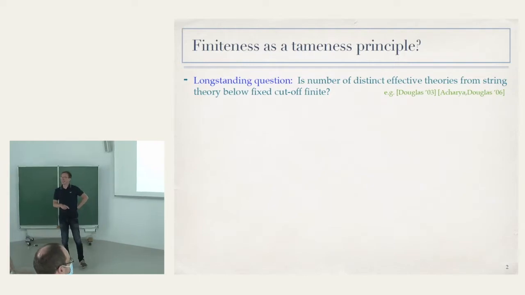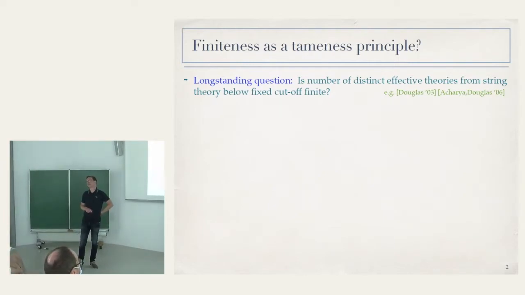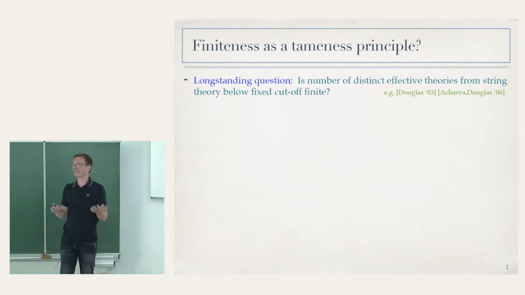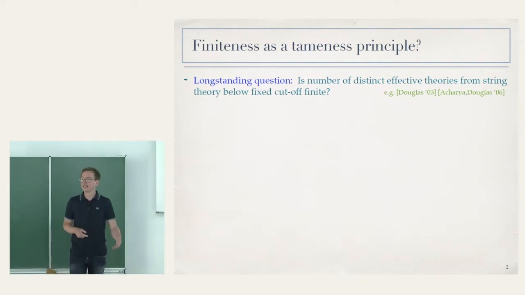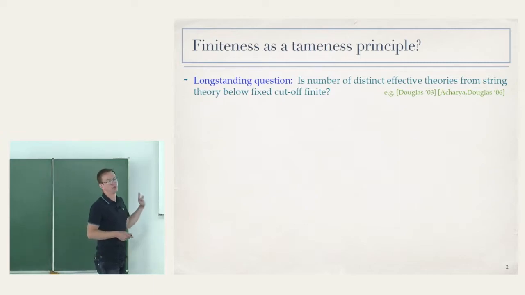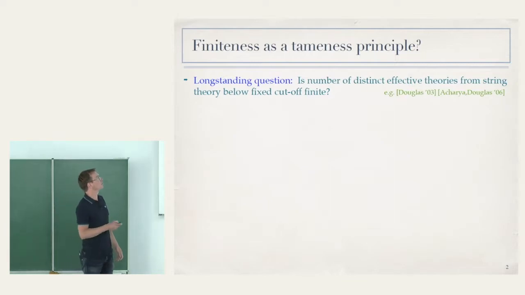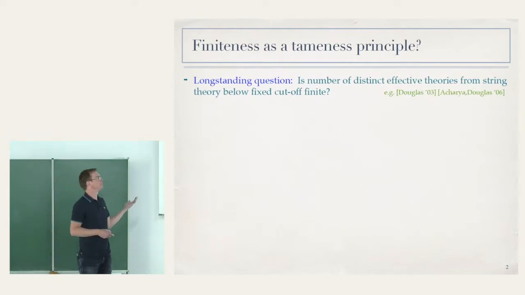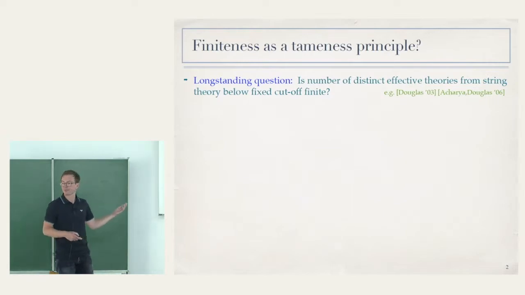Now, how did I come to think about this question? Obviously, I didn't sit down and look into an analysis book and think, oh, there must be something interesting there. No, how did I come to this? Well, I actually thought about the number of effective theories or vacua which arise in string compactifications. Namely, there is a long-standing question in string theory, in string compactification: is the number of distinct effective theories from string theory below a fixed cutoff scale finite?